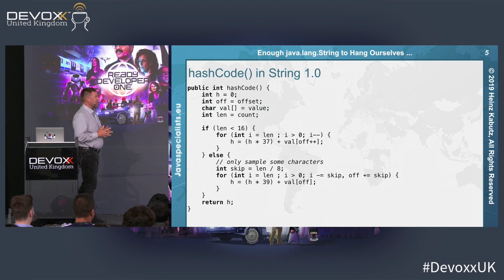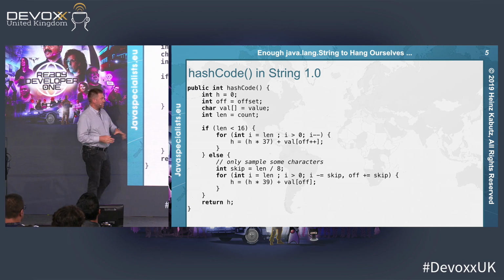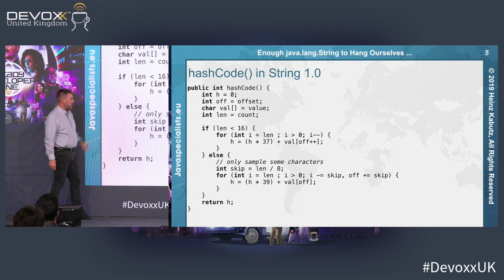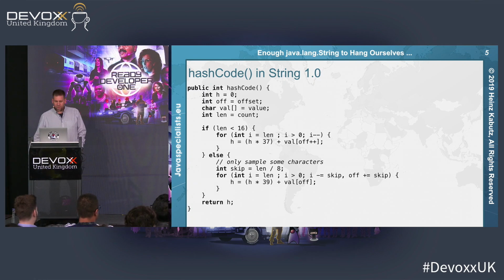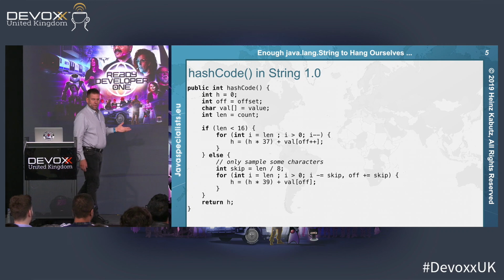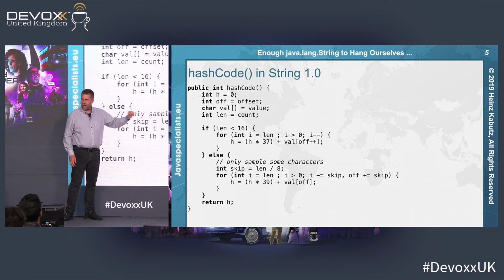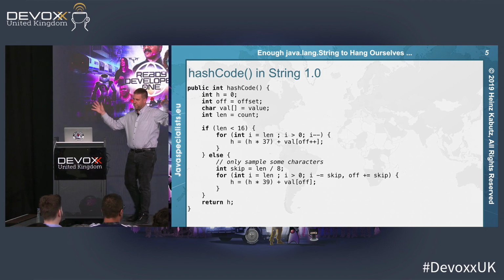This is what the hash code looked like in String 1.0. Basically, if it was less than 16 characters, then they simply added them up with some magic number times 37, right? And if it was more than 16, then they only looked at 8 of the characters. So they had a skip, which was length divided by 8, and they would simply skip over all the characters and just look at 8 of them.